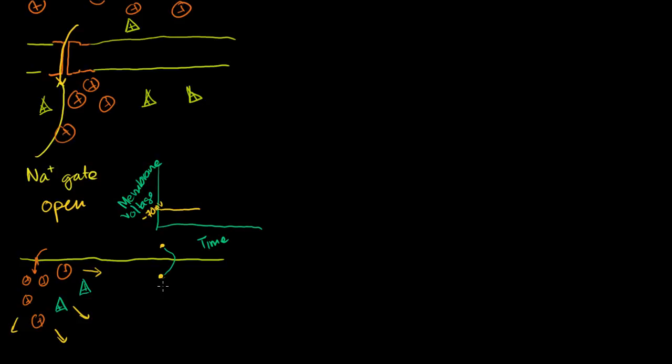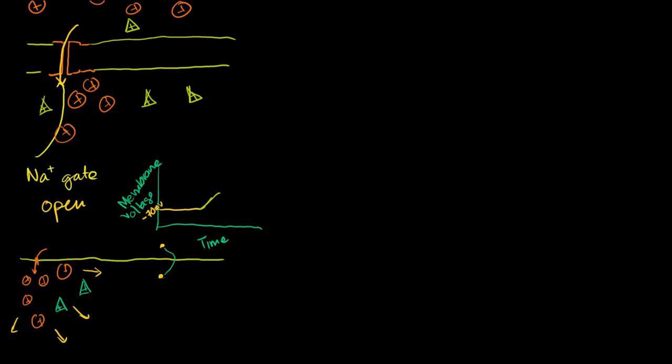So as soon as we open this gate, we're going to have a movement of positive charge in this direction. So this was at minus 70 millivolts, and some more positive charge is coming its way. Almost immediately, because these charges are going to push on each other, it's going to become less negative or more positive. The potential difference between this and this is going to become less. So this is at this point over here.